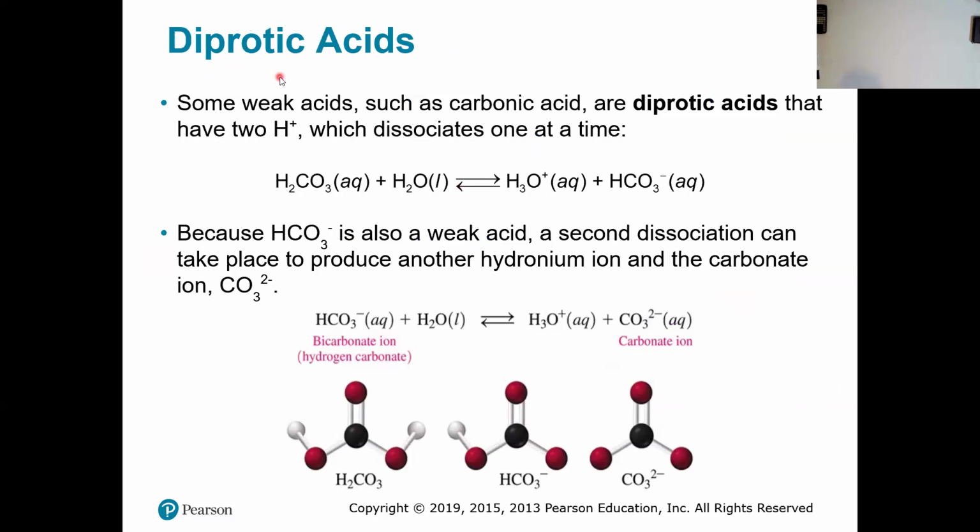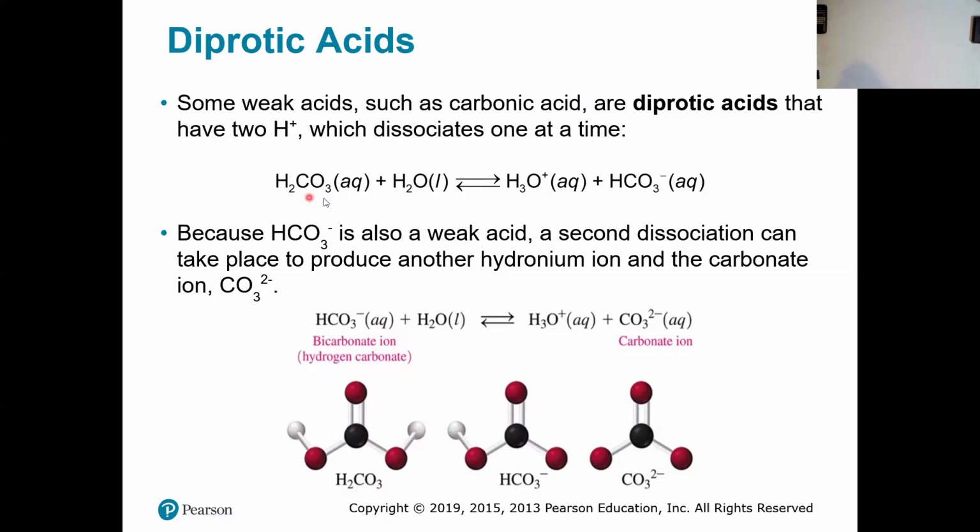Another notation that we want to be familiar with for acids has to do with the number of hydrogens that are out in the front of their formula. So you'll notice that for H2CO3, there's 2 hydrogens out in the front. So what that means is that the acid has the potential to release 2 hydrogen ions or 2 protons into solution, even if it does it in 2 pieces.